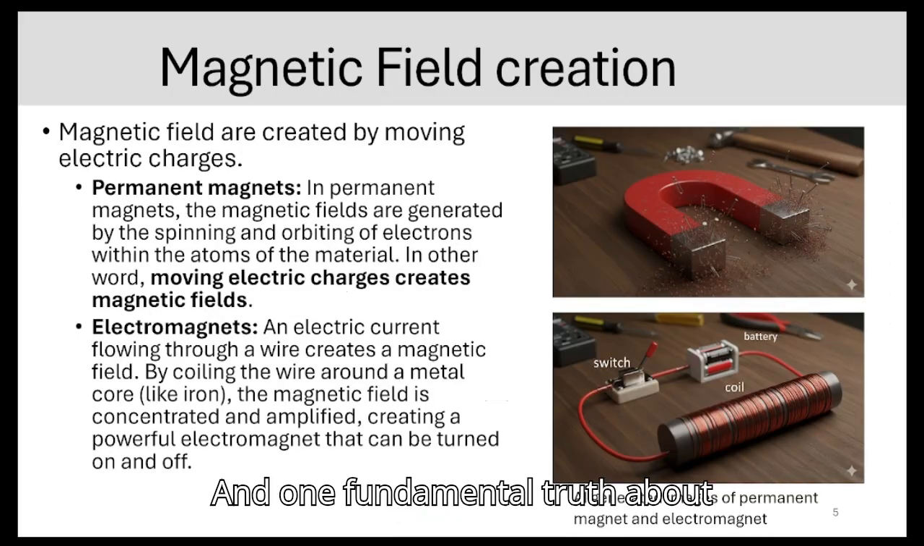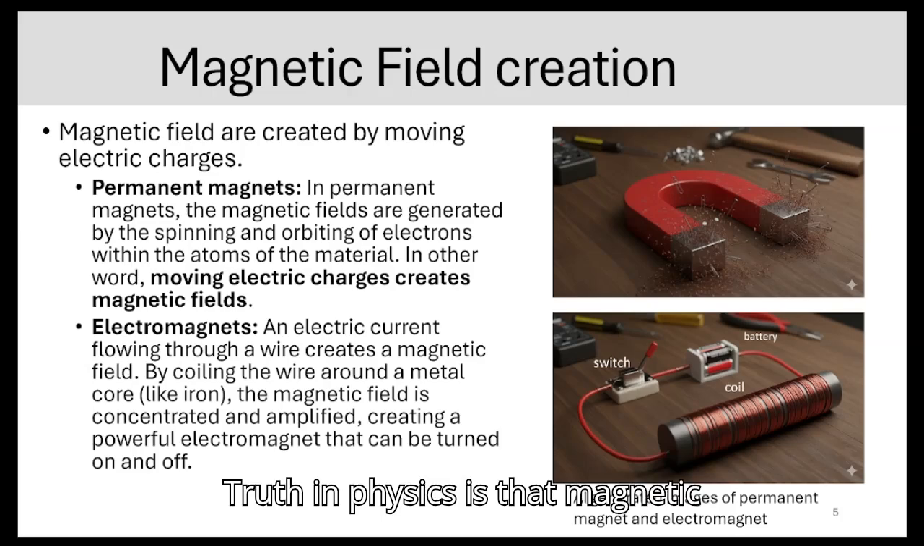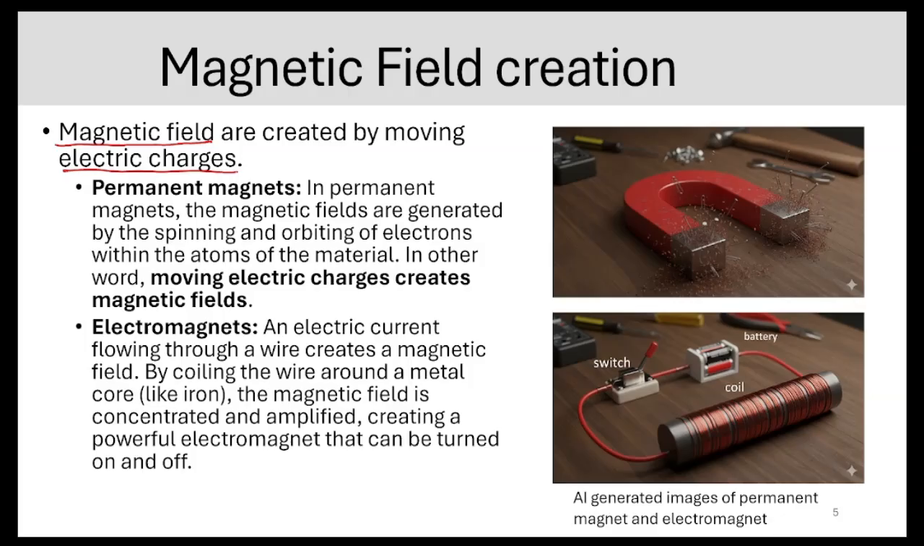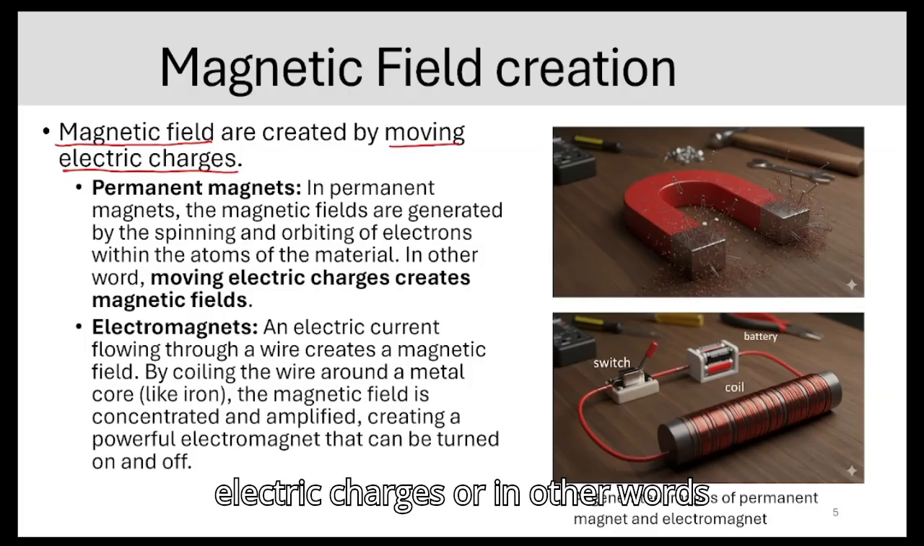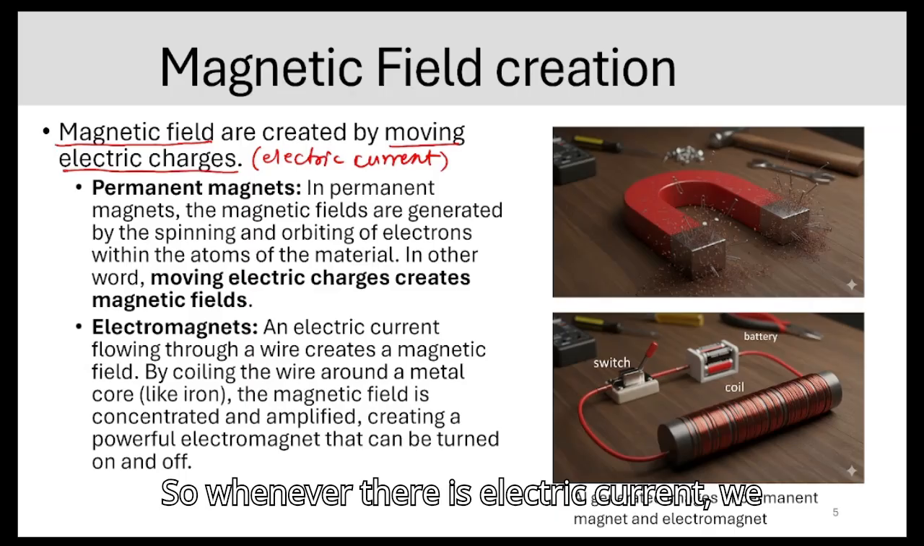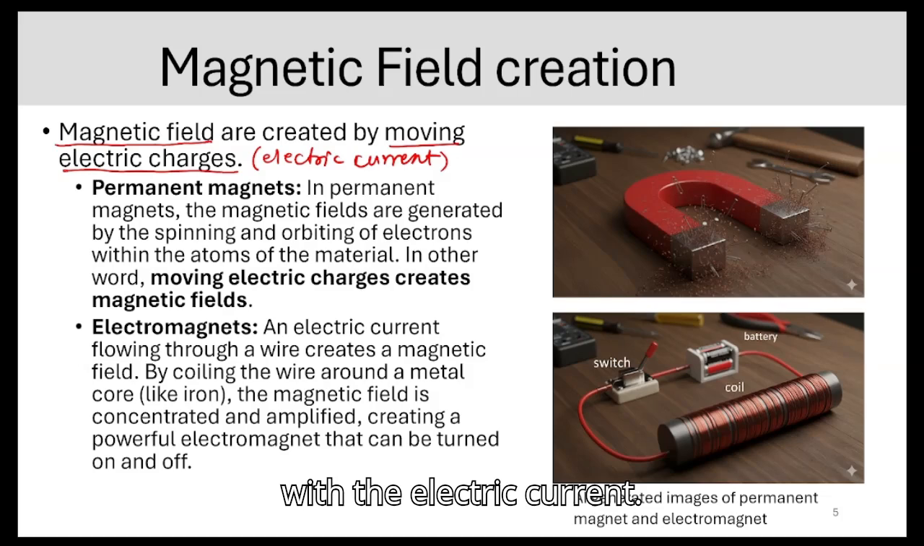And one fundamental truth in physics is that magnetic fields are created by electric currents. So we should remember it, like whenever there are moving electric charges, or in other words electric current, so whenever there is electric current, we will get some magnetic field associated with the electric current.